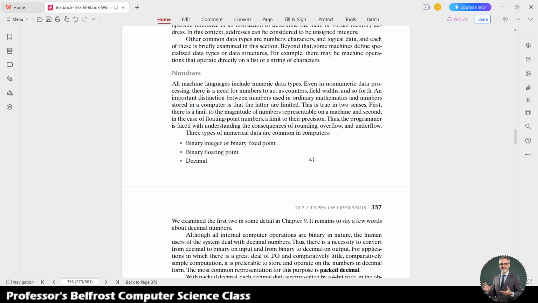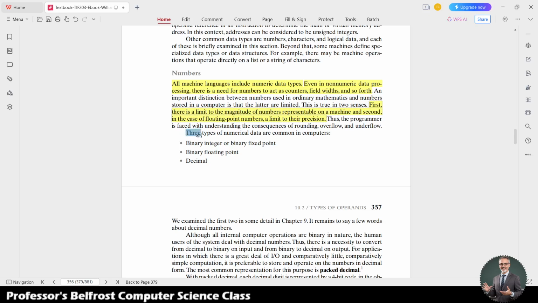Numbers. Okay, so all machine languages include numeric data types, and even in non-numeric data processing, there's a need for numbers to access counters, field widths, and so forth. This is important. There is a distinction between numbers used in ordinary mathematics and numbers stored in a computer. First, there is a limit on the magnitude of numbers representable on a machine, and second, in the case of floating point numbers, a limit to the precision. We'll see why later.